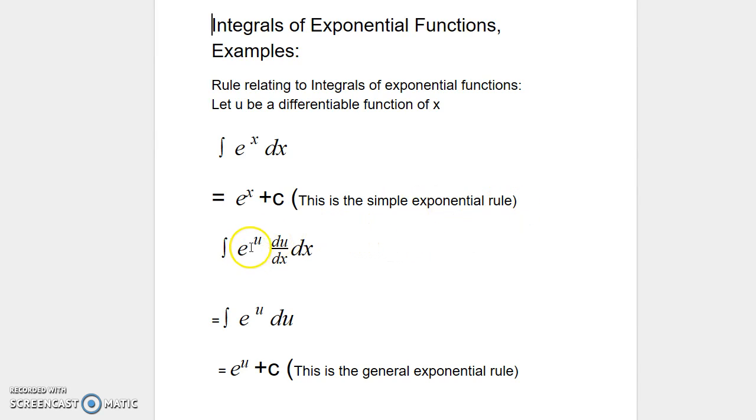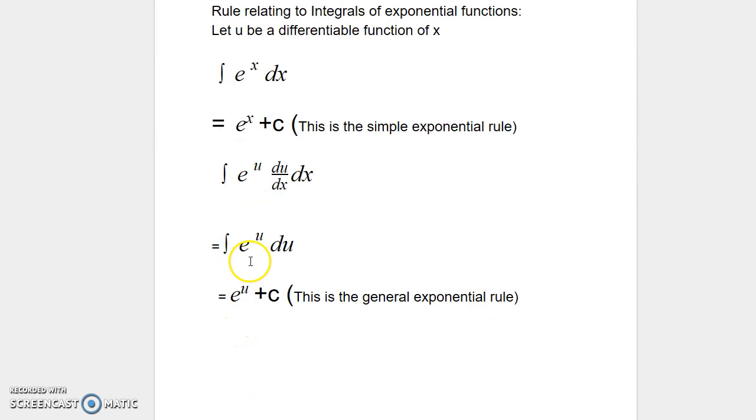There is another similar rule. If we have an exponent e to the power of u, like that, so e to the power of u du by dx, then the integral of these types of exponential functions can be written out as follows. Integral e to the power of u du. And then when we integrate e to the power of u, that is going to simplify as e to the power of u plus c. This is called the general rule of exponential rule.